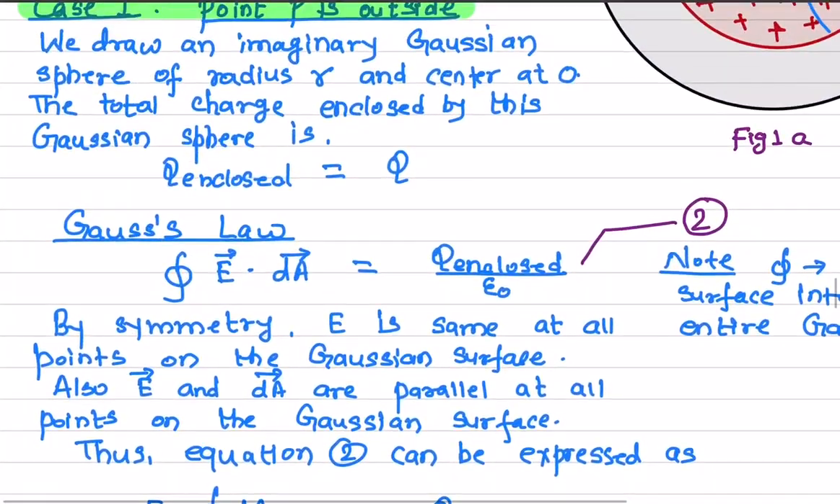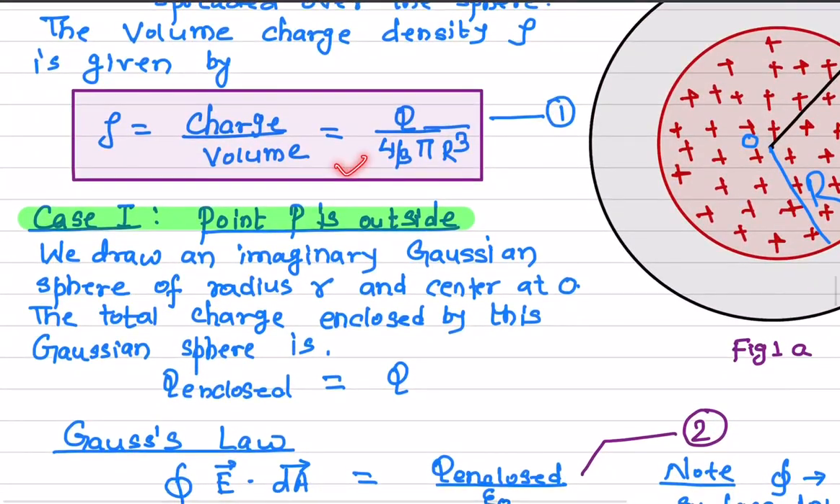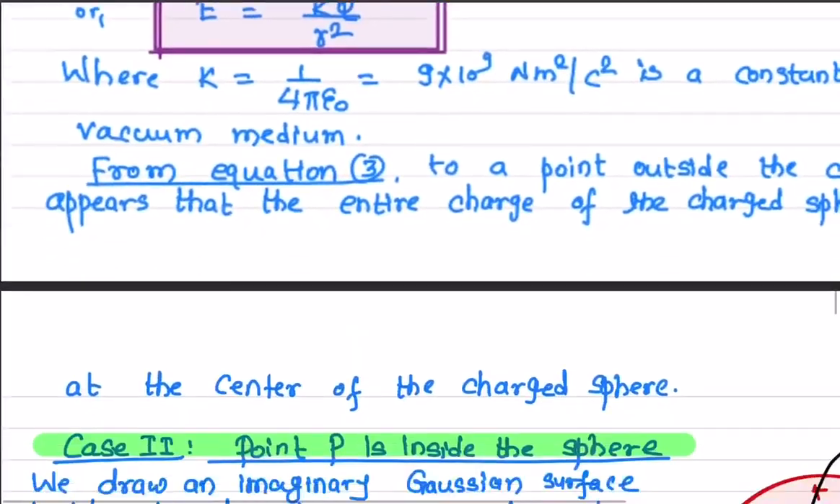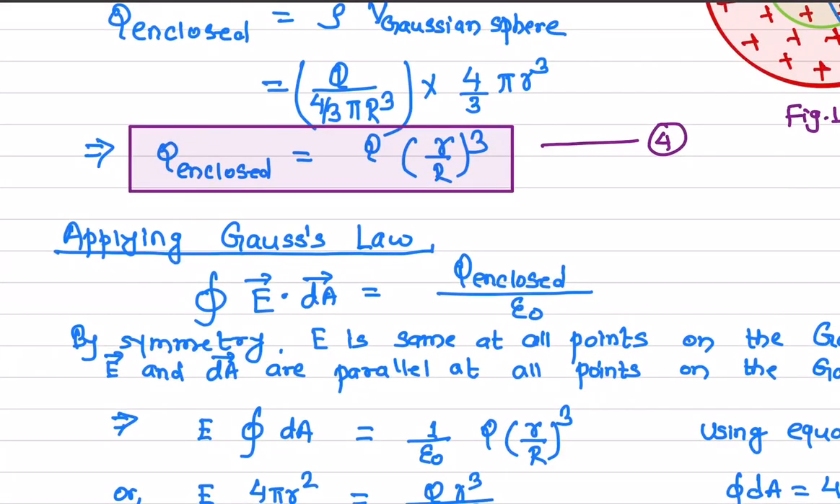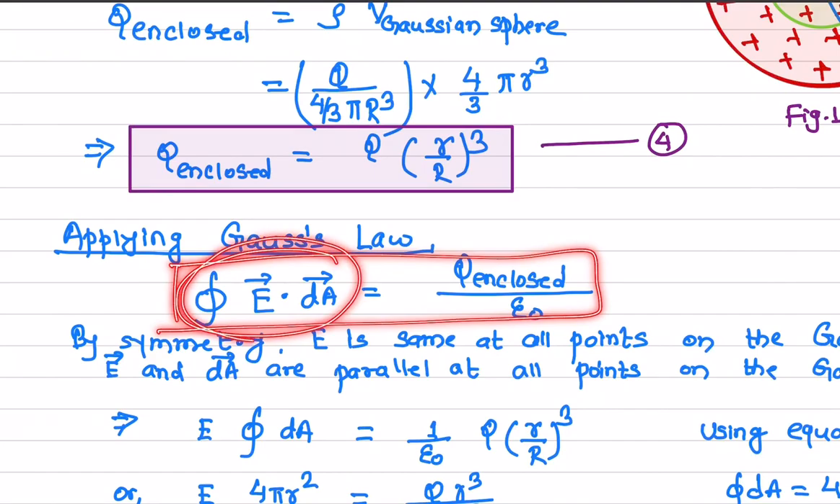We have already calculated the charge density. If you look here, this is the charge density, Q over 4 over 3 pi R cubed. And the volume of this Gaussian surface is 4 by 3 pi r cubed, where r is the radius of the Gaussian surface. If you simplify this, you get the charge enclosed by the Gaussian surface. Now let's apply Gauss's law.